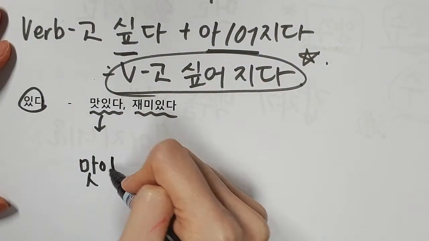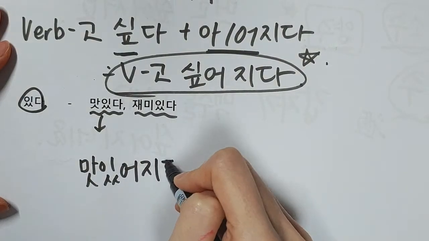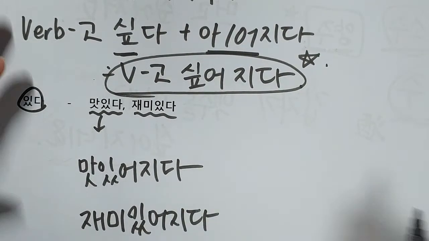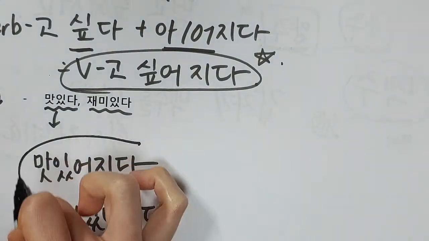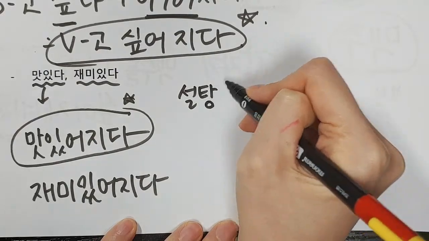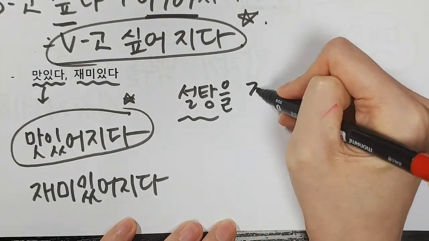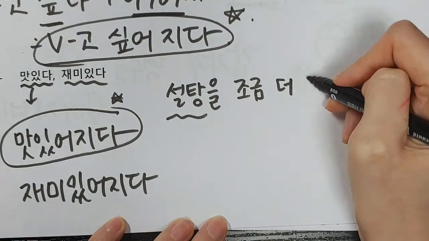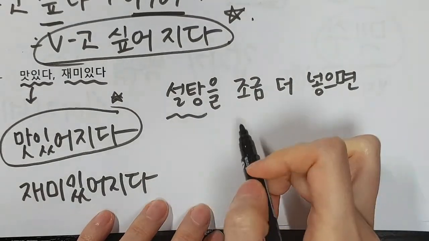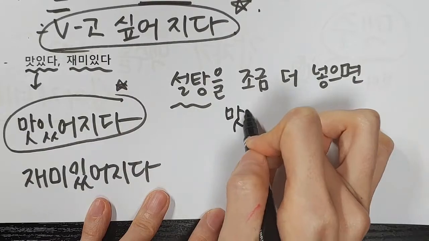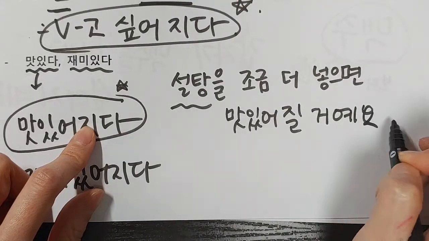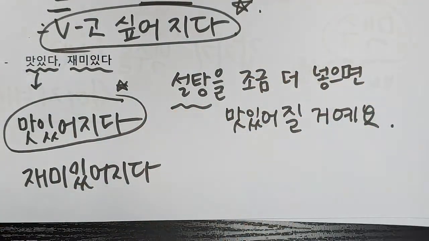So these two can be combined with 아어지다. So 맛있어지다, to become delicious, and 재미있어지다, to become fun. If you were to make a sentence using 맛있어지다, you can maybe say like 설탕 means sugar. 설탕을 조금 더, a bit more, 조금 더 넣다, to put in, right? We learned it earlier in this lesson. 설탕을 조금 더 넣으면 it will become tastier. You can say 맛있어지다, and then will become, so you can conjugate it in future tense. 더 맛있어질 거예요. 설탕을 조금 더 넣으면 맛있어질 거예요.